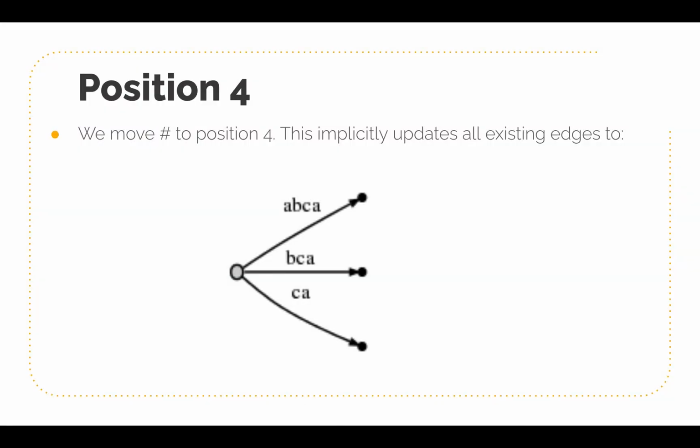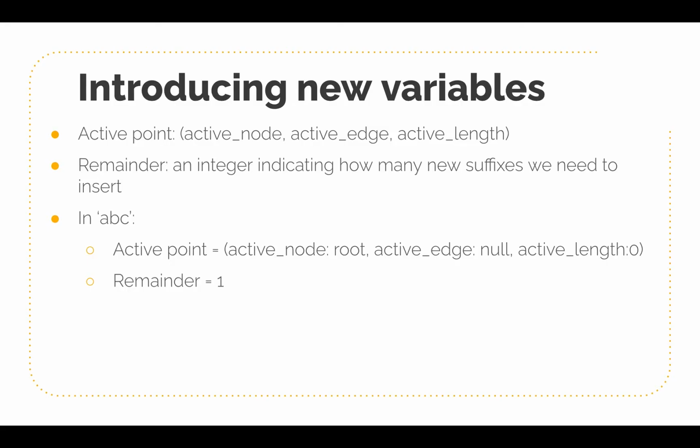When we move the current position to position 4, this implicitly updates all existing edges of the tree you can see. And finally, we need to insert the final suffix of the current step, A, at the root. But before we do this, we need to introduce two more variables in addition to the current position, which of course have been there the entire time, but we haven't used them so far. The first is the active point, which is a triple that includes active node, active edge, and active length. The second variable is the remainder, which is an integer indicating how many new suffixes we need to insert.